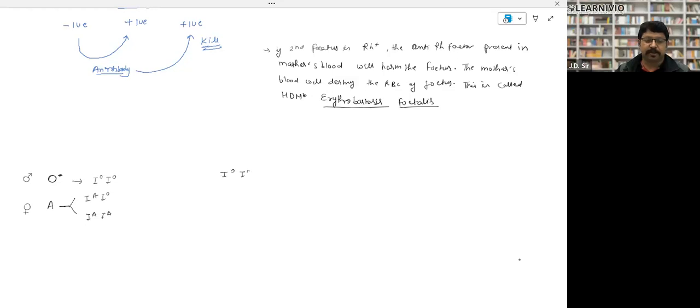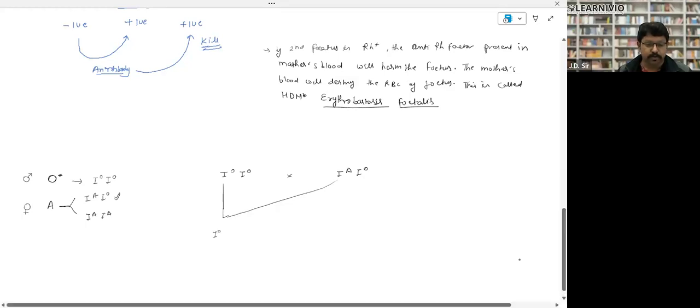I said my father has O blood group, and let's take my mother's genotype as IAIO, right? So now what is the probability? How will we make the probability? We will make a cross with IOIO and IAIO. The combination is IOIA. So what will be the blood group? A, because A is dominant. A, right? Yes, sir.